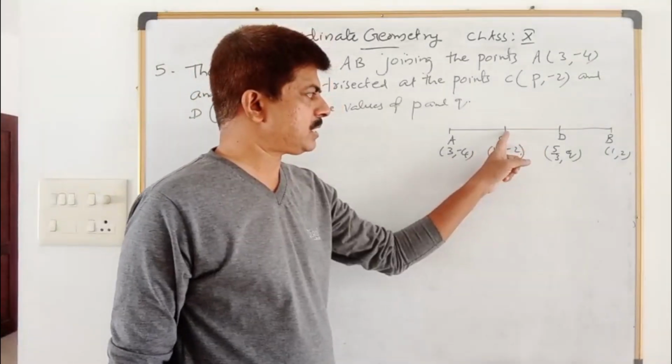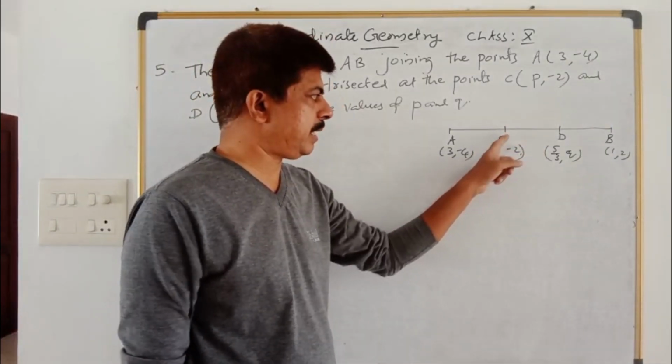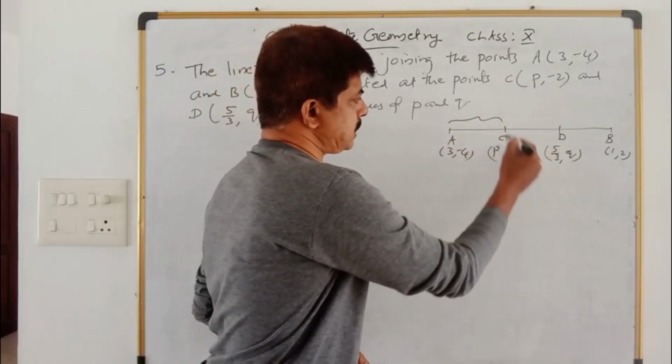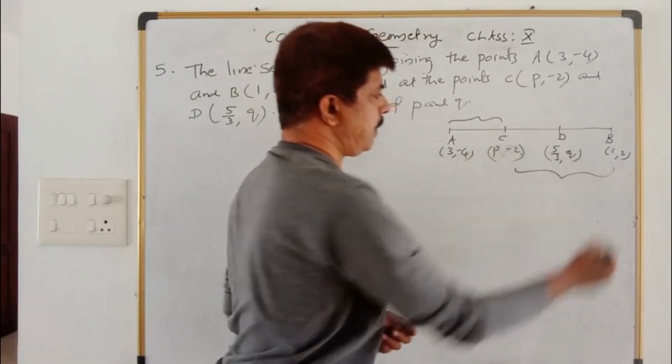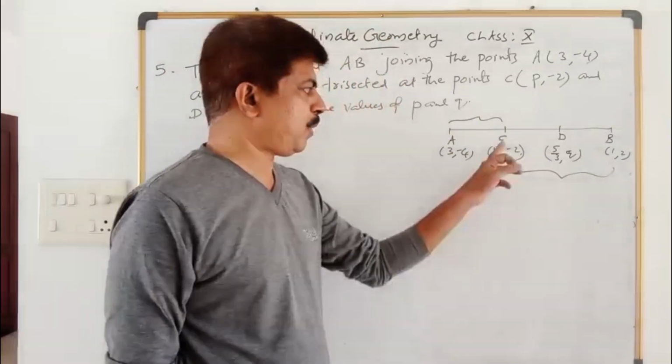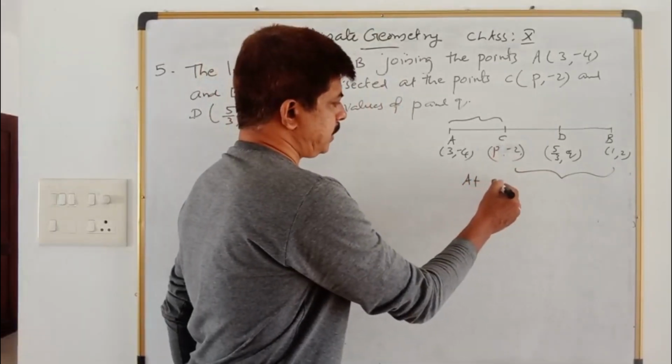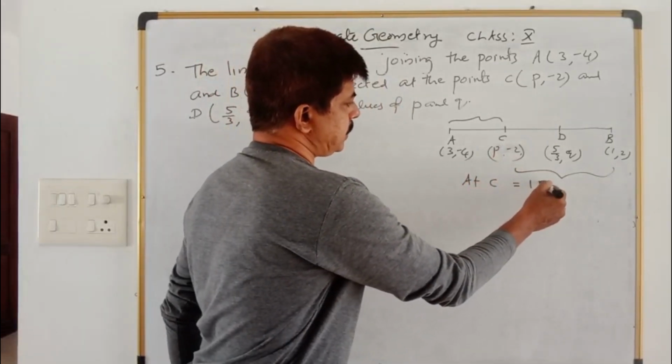Let us find the value of C. When you consider the point C, the line segment AB is trisected in the ratio 1:2. This is the smaller part, this is the greater part. At point C, what is the ratio? At point C, ratio is what?